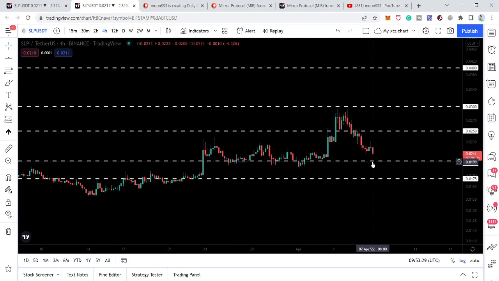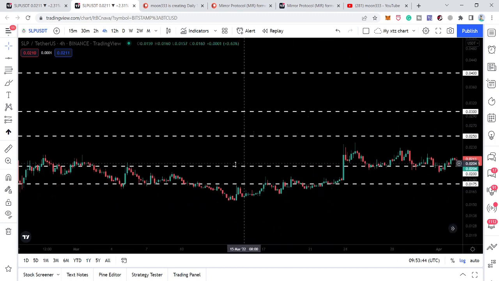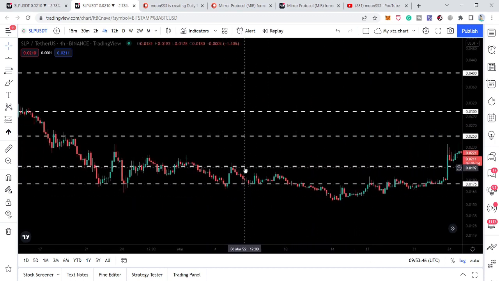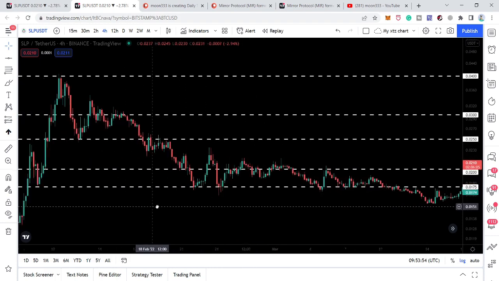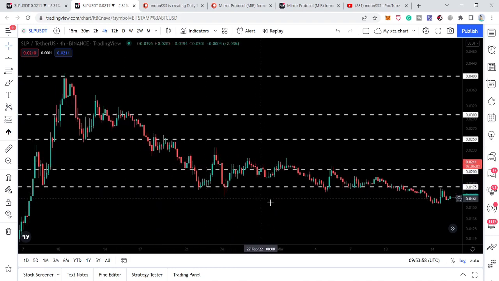This is very significant support because you can see for the past several days it has been working as a strong support. From here, from the 24th of March to here, even up till now, it's working as a nice support. And before that, this 2 cents level acted as a resistance here at the start of March 2022, and here it acted as a support in the month of Feb 2022 as well.